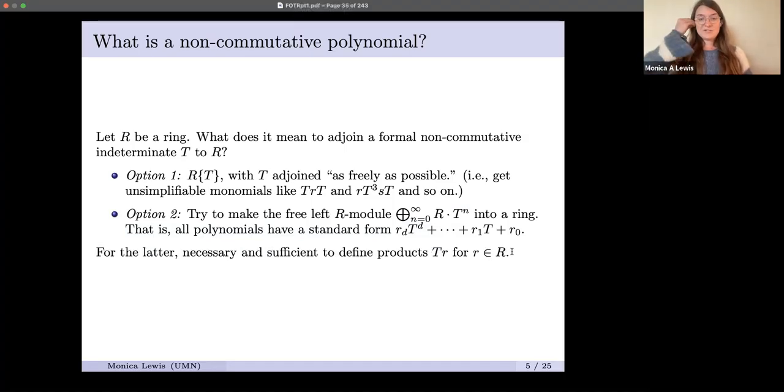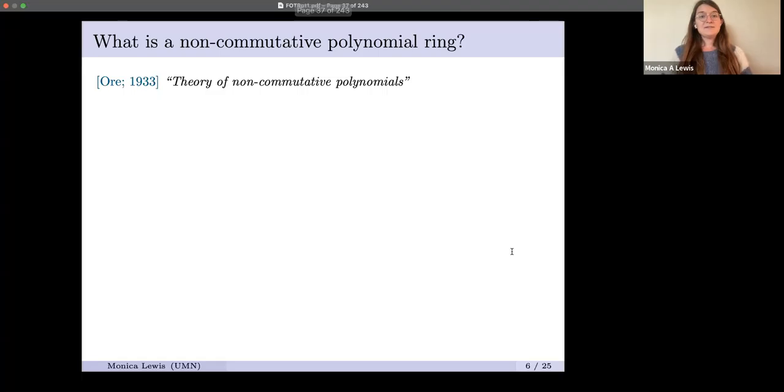The only thing that we have to do in order to make the latter option a ring is define what a product T times r is, right? Where little r is an element of the ring R. Okay, so we need to know how to simplify that expression and turn it into something of the standard form shown above. And this is a question that has been investigated quite a long time ago by non-commutative algebra people.